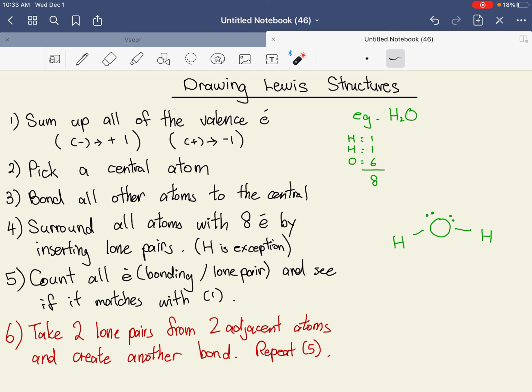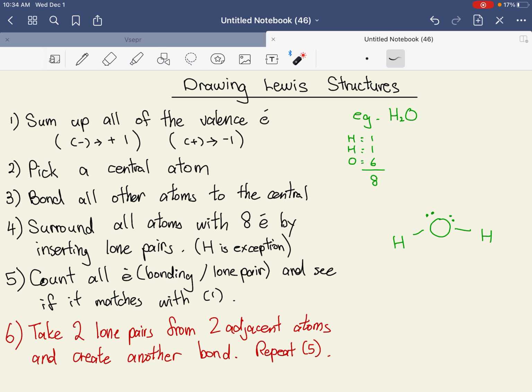Okay, so let's do step 5. Let's see if I have the structure, and you know I do. Here it is. Count all the electrons. 2, 4, 6, 8. Does it match with the number that you got in number 1? Yes, it does. What does that mean? That means this is water. This is H2O. Pretty sick, huh?